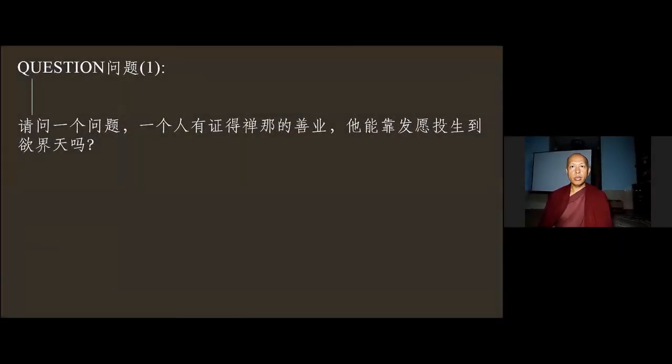The first question is for a person who has jhana kusala karma, meaning who has attained jhana before. With this kusala karma, based on his aspiration, his wish, can he be reborn in the Kamavachara world, Kamavachara Deva Loka? Even though he has jhana kusala karma? If in his near-death moments he didn't enter into jhana, just entered into access concentration, he can be reborn in the Kamavachara realms. It's possible.